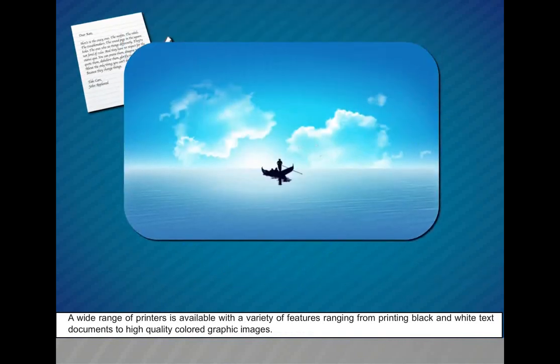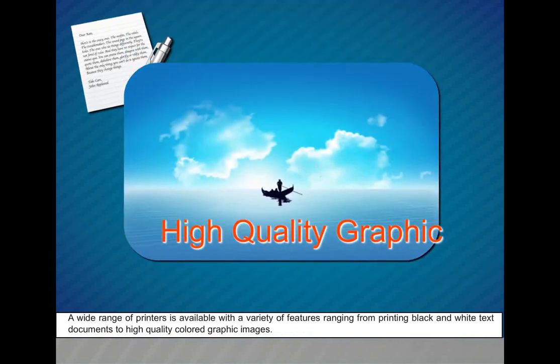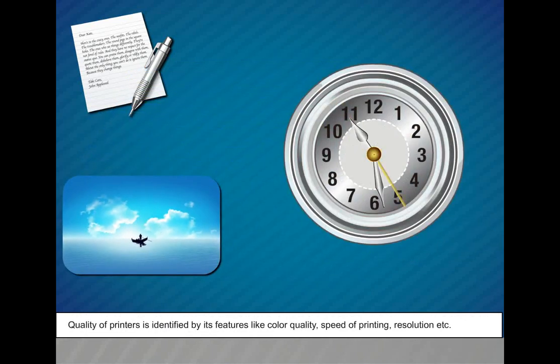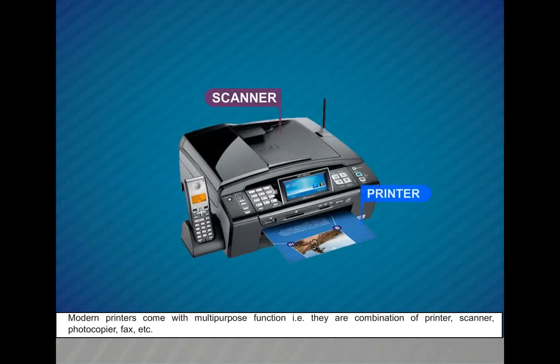A wide range of printers are available with a variety of features ranging from printing black and white text documents to high-quality colored graphic images. Quality of printers is identified by its features like color quality, speed of printing, resolution, etc. Modern printers come with multi-purpose function, that is, they are a combination of printer, scanner, photocopier, fax, etc.